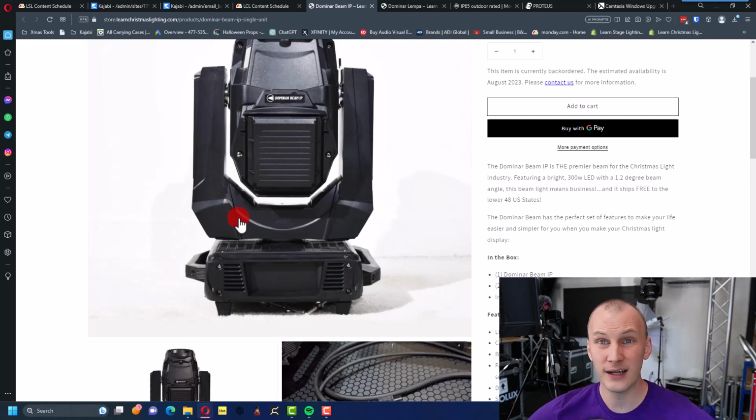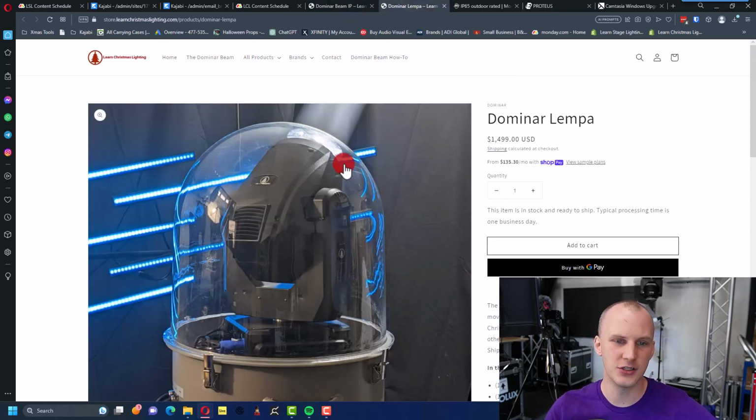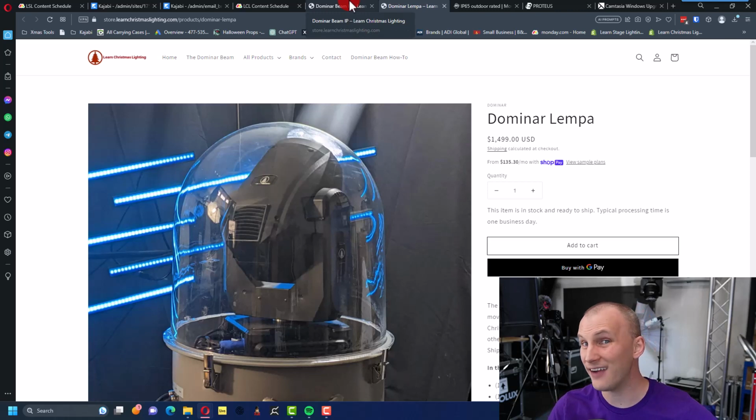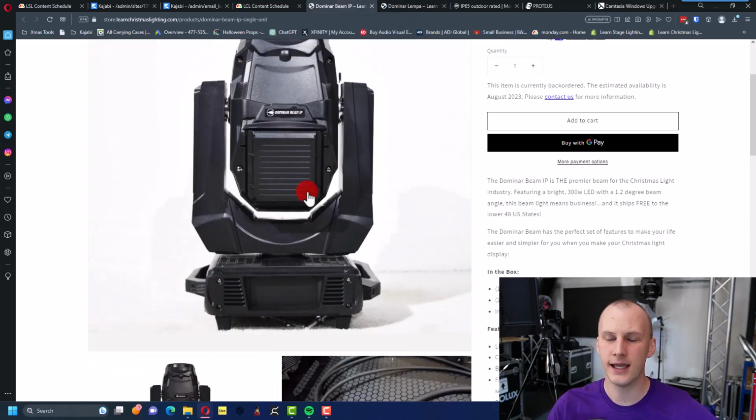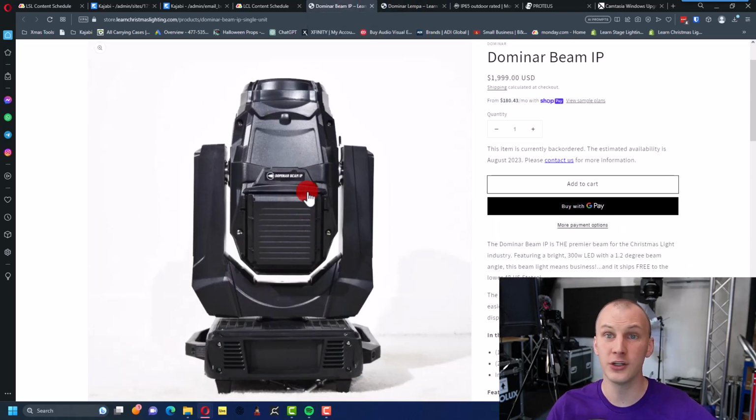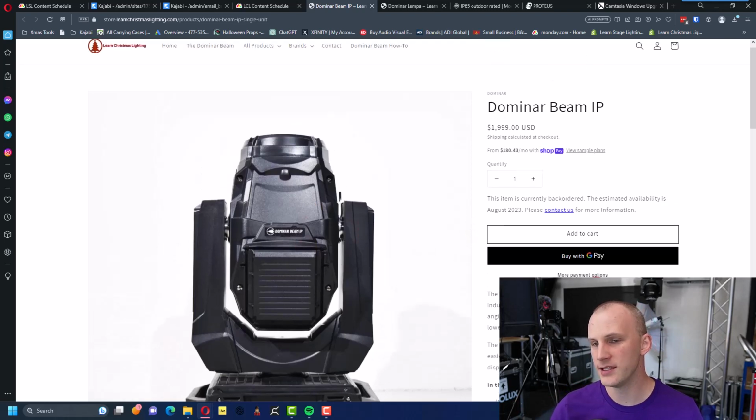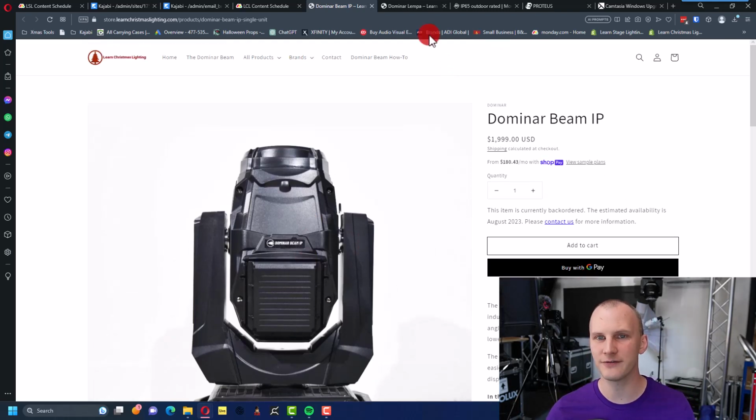With the Dominar Beam IP, that's kind of why we have the Dominar Lempa, which is the fixture in the dome, for areas that have that higher snowfall, because it's a smaller, lighter unit. Because of that, it's not going to push more than about 2 inches of snow out of its way. So we write in there, hey, don't use this in high snowfall areas. If it loses that pan tension because it was pushing against something, that's not covered by warranty, right? And so that's important to know when you're looking at a fixture.